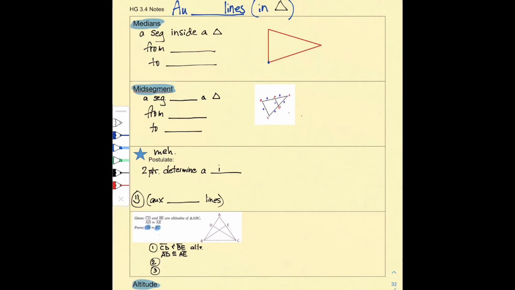All right, here we go. Lesson 3-4. Auxiliary lines.